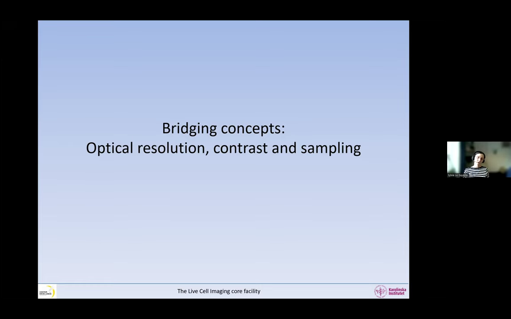I'm also going to try to glue these concepts together with what we have done last week about the optical resolution, where we had the resolution of the objective. So I'm trying to bridge the concepts that we have used so far, plus the new things I'm telling you today.